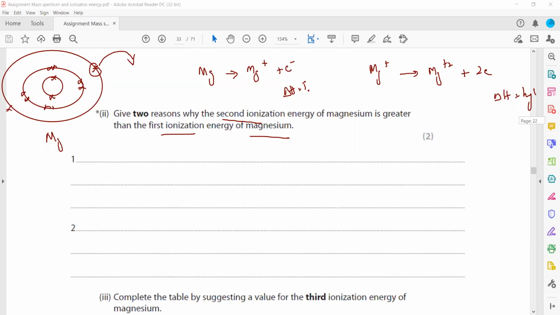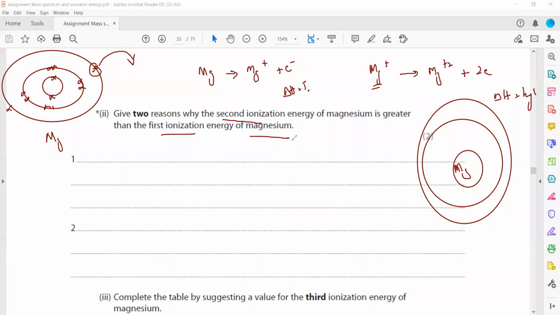But when we want to remove the electron from magnesium, which is already a magnesium ion, which is already charged, you can clearly see that this magnesium ion will have 2 electrons in the first shell, 8 electrons in the second shell, and only 1 electron in the third shell. But when you compare the size of magnesium plus 1 charge with the magnesium atom, the magnesium ion will be smaller in size as compared to the magnesium atom.